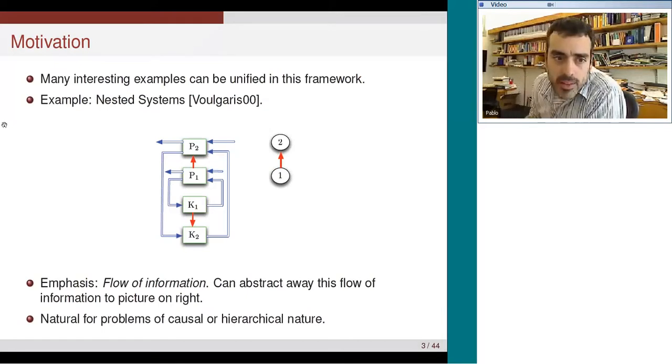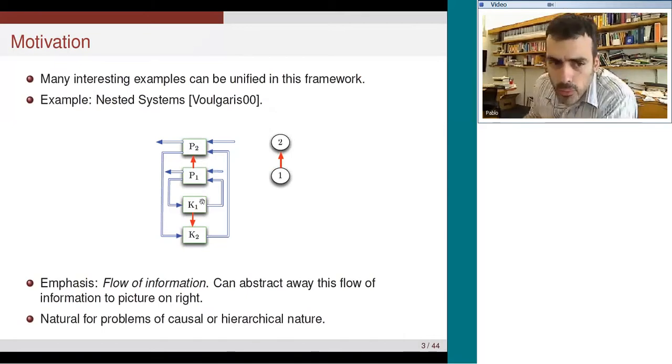So what's the idea of a nested system? You have to, can you see my pointer? Can you actually see it? Yes. Yeah. So imagine here that we have two plants, P1 and P2. And what I want to do is control those plants, but in a very specific way. The way that P1 and P2 interact is that there's a unidirectional coupling between P1 and P2. So P1 is only affecting P2, but P2 does not affect P1 back, right?